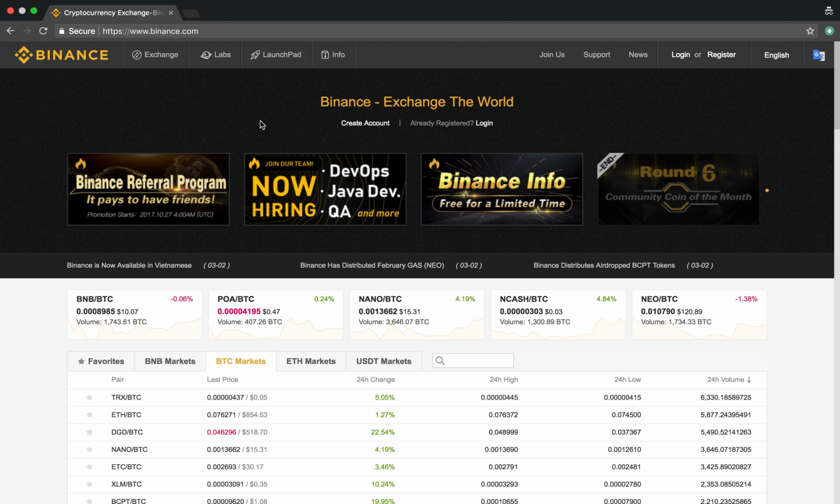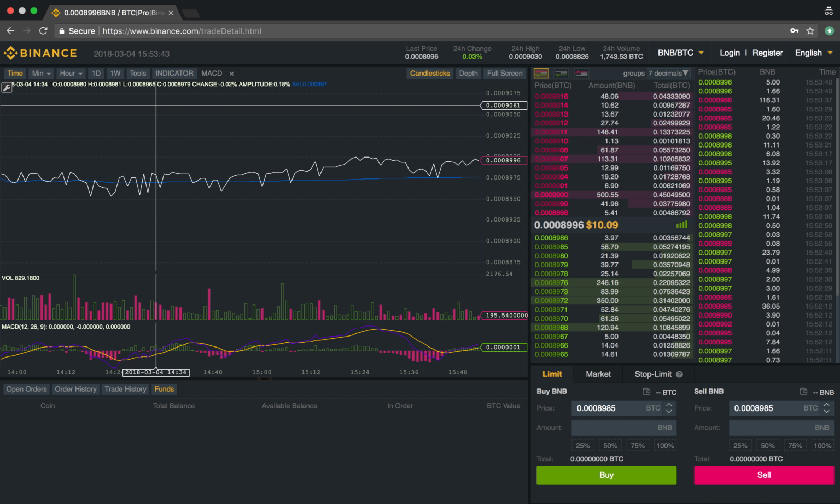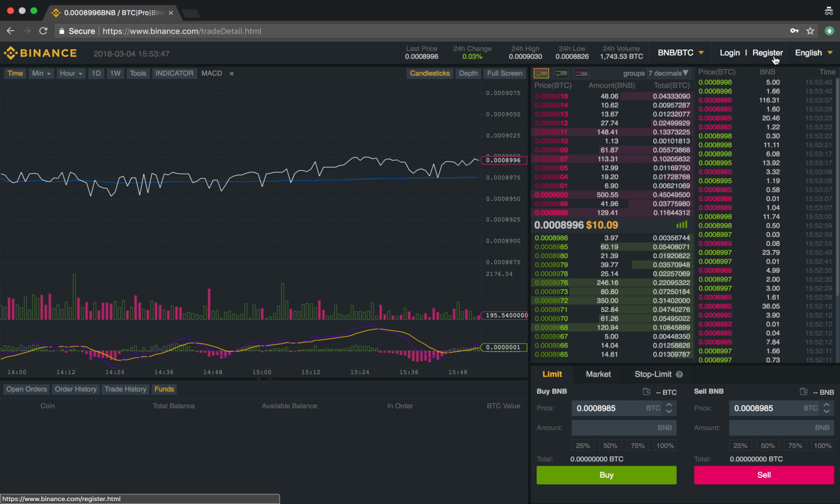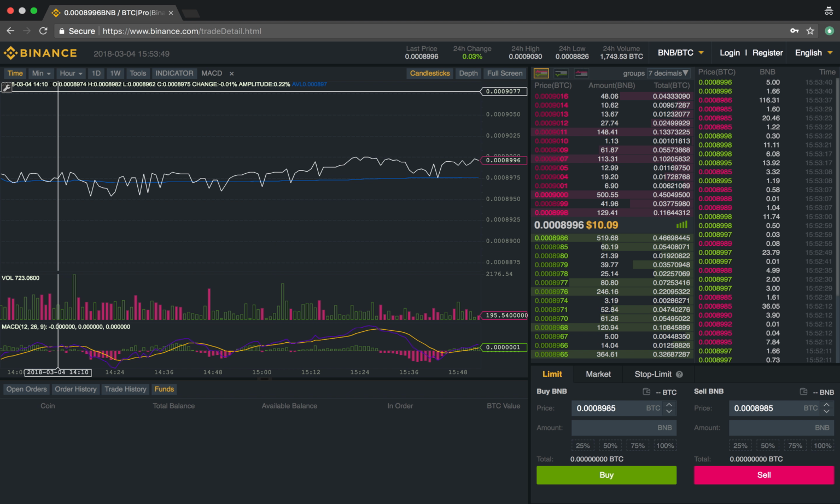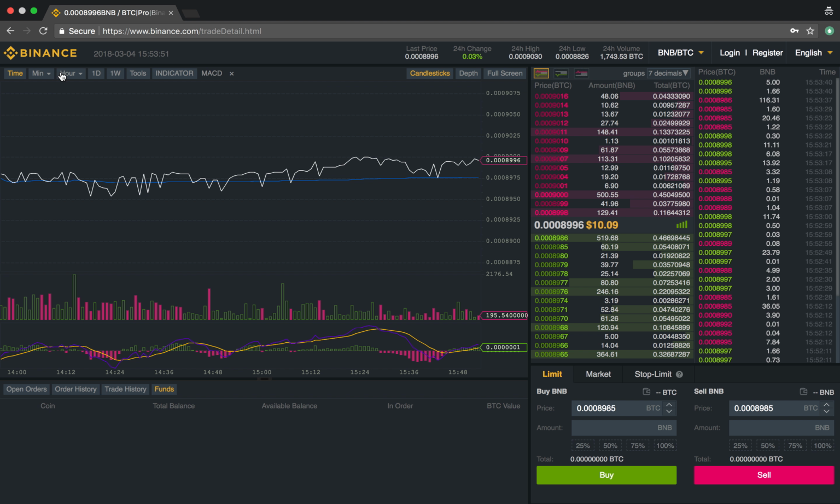So here we've got a brand new Binance account, what it would look like. This is not an actual account. As you see here, I'm not logged in or registered. This is just an example. So here you can go to candlesticks.